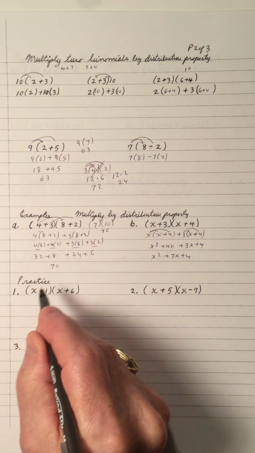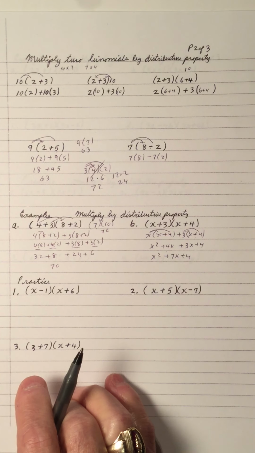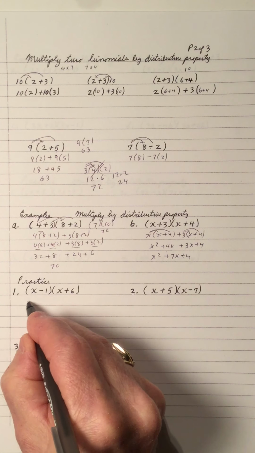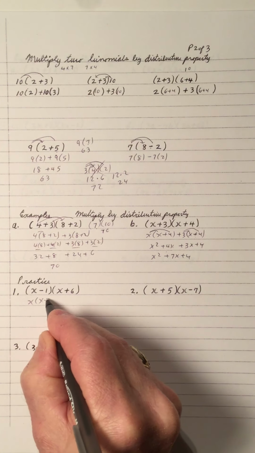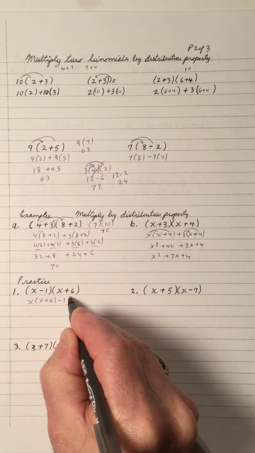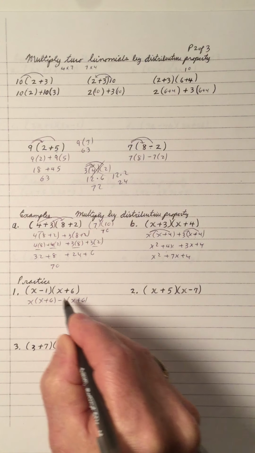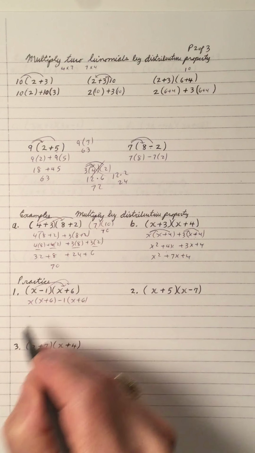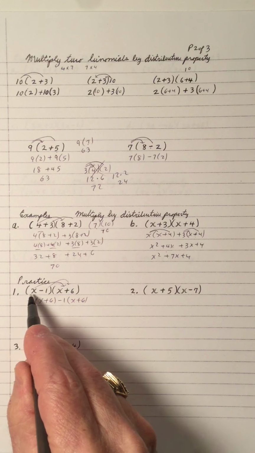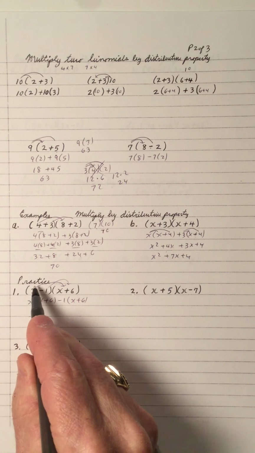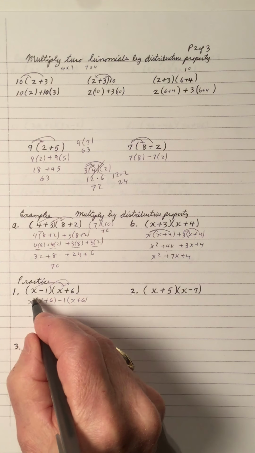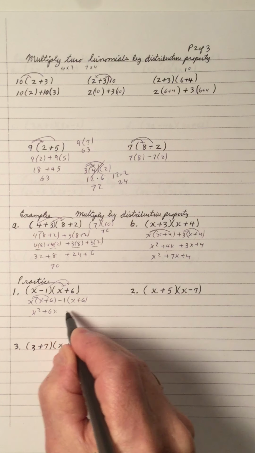Practice. Pause the video and work these out and play back to see if you get the right answer. Here we go. X times x plus 6, negative 1 times x plus 6. Notice the x is multiplied by the two of these. Negative 1 is multiplied by the two of these. What's on the left is distributed to what's in the bracket on the right. And then you multiply both of these. X times x, x squared. X times plus 6, 6x.